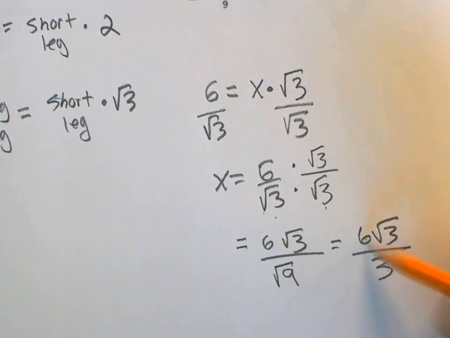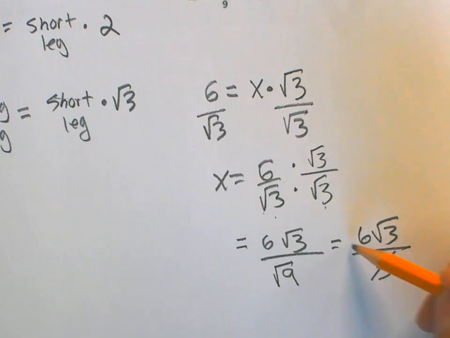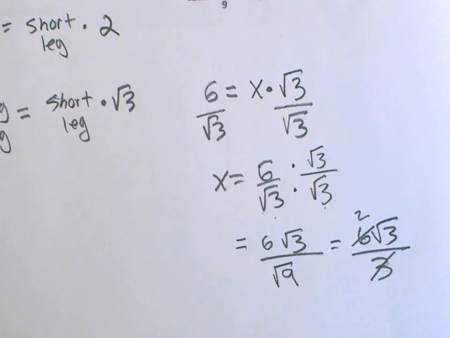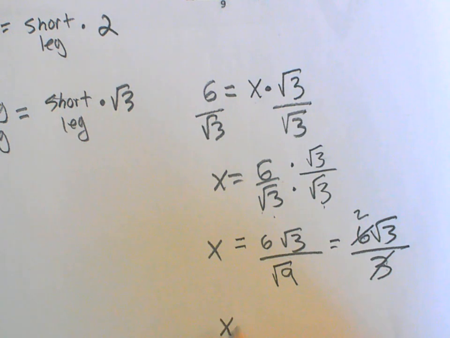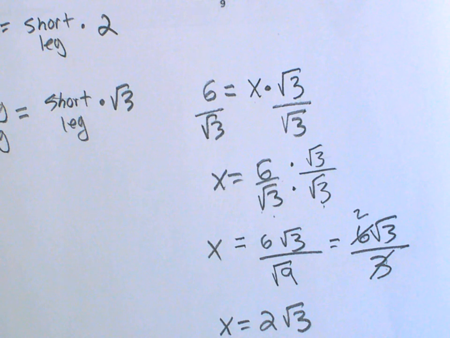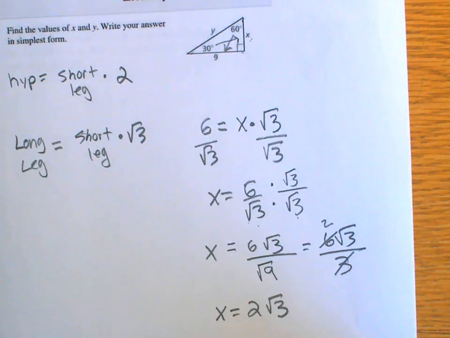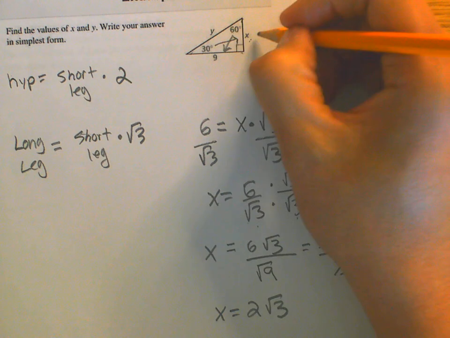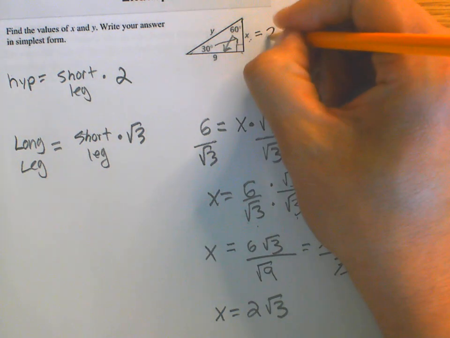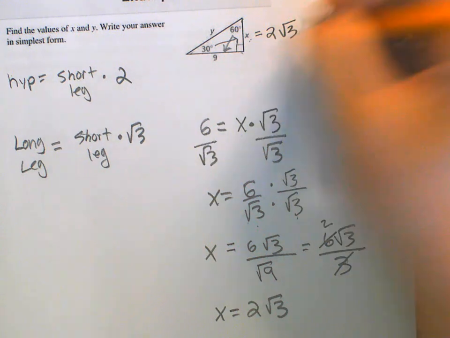But I can divide the 6 into 3 to get 2. So here my x is going to be 2 radical 3. And that, ladies and gentlemen, represents the length of the short leg. Okay, so this is going to equal 2 radical 3.